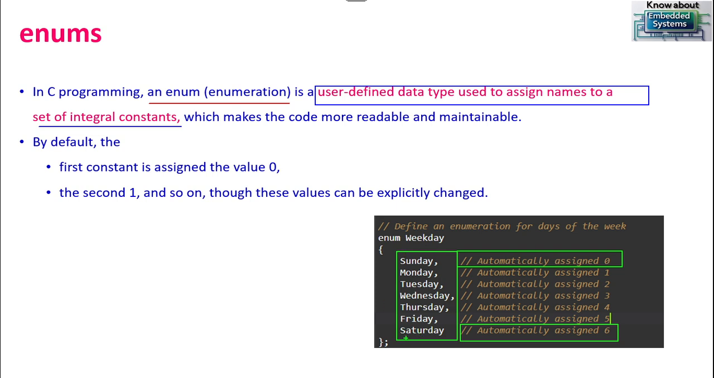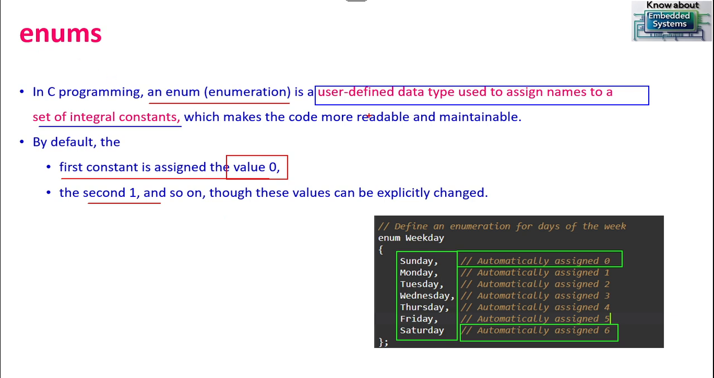And these integral constants are useful in programming instead of using names, because when you use the names, it's very difficult to develop the code. Sometimes it will create confusion in developing the code. That is why instead of names, we will use integral constants with the help of enums. By default, enums will create the first element of the enum as 0. Next element it will create as 1. This is how the default configuration is done in enums.